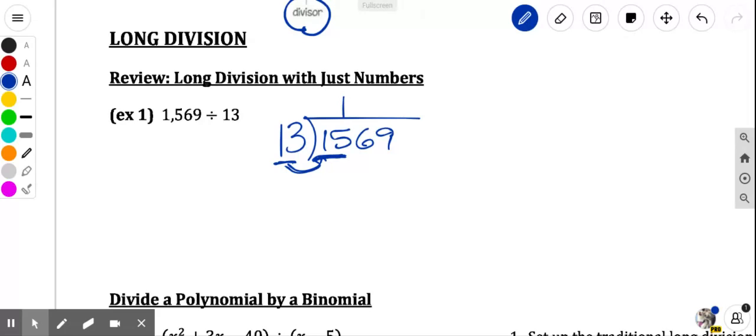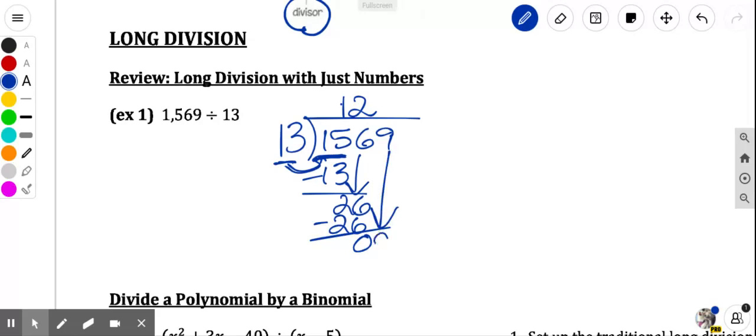And now we multiply. 1 times 13 is 13, and you write it underneath. Then we subtract. 15 minus 13 is 2. Then we bring down the next number, which is a 6. Does 13 go into 26? Yes, it does. It goes in twice, actually, evenly. So that goes over the 6. 2 times 13 is 26. Subtract. 0. Bring down the 9. Does 13 go into 9? No, it does not. At this point, with a problem like this, you put a decimal and then you keep adding zeros. And then you would keep going.